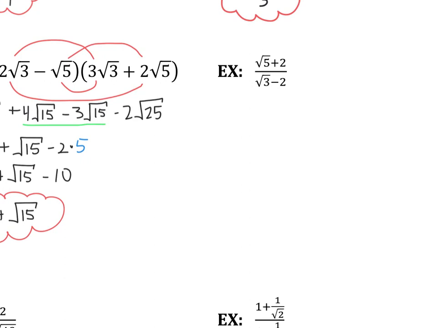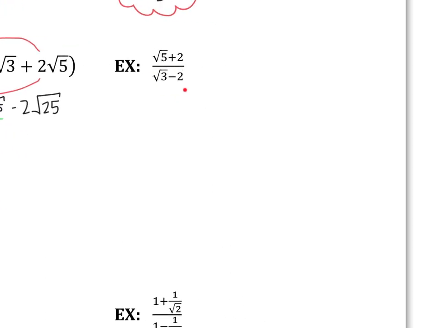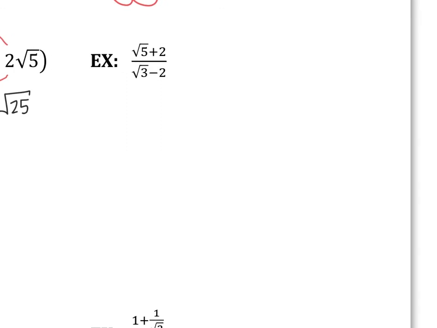This next example, now what we're doing is we're adding and subtracting radicals in the denominator. So we can't just multiply by root 3 over 3 anymore. That's not going to eliminate the radicals in the denominator. So what we do is we multiply by what's called the conjugate, and you've heard that term before. So we need to multiply by the conjugate of the denominator.